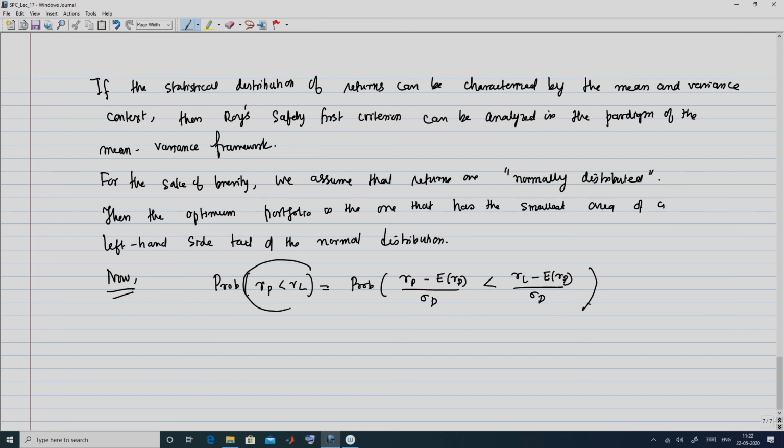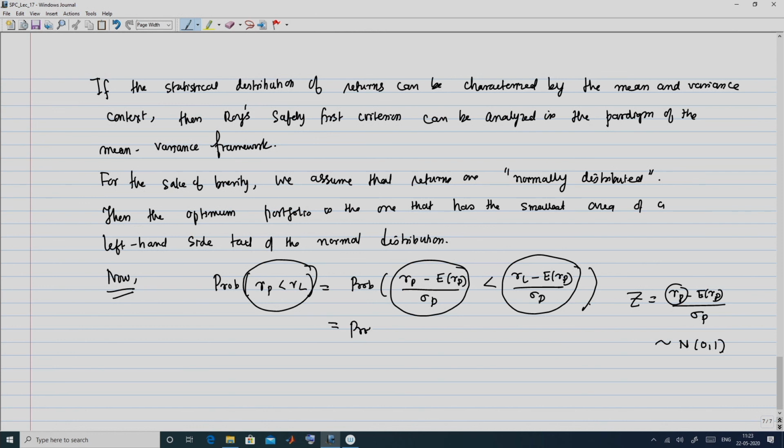So, this probability of R_p less than R_L becomes the probability of this ratio (R_p minus E[R_p]) over sigma_p being less than (R_L minus E[R_p]) over sigma_p. Now, here I can define my R_p minus E[R_p]. Remember, this is the standardization. So, if your R_p follows a normal distribution, then (R_p minus E[R_p]) over sigma_p will follow a standard normal distribution. So, accordingly, this becomes the probability of Z being less than (R_L minus E[R_p]) over sigma_p.